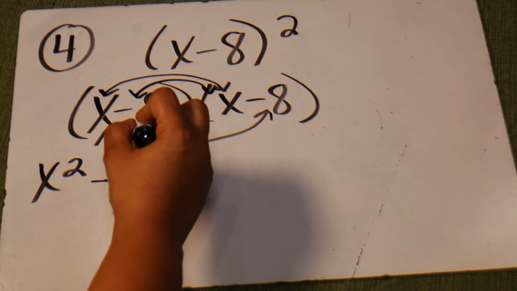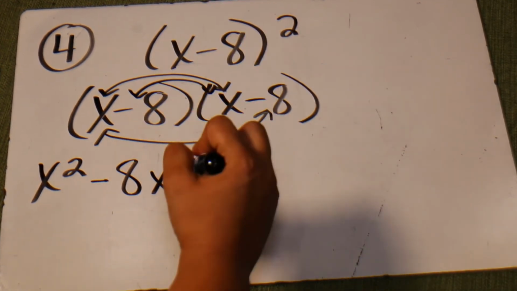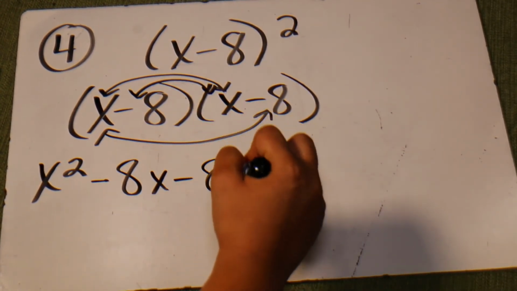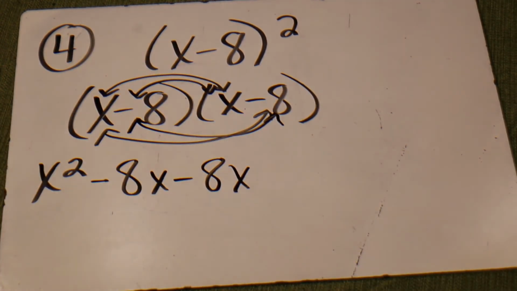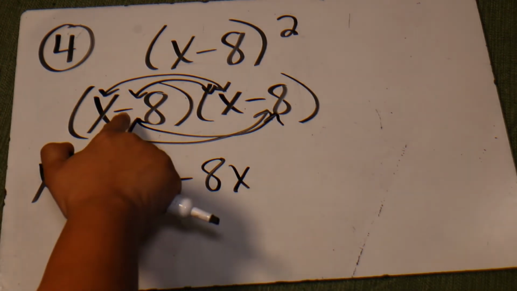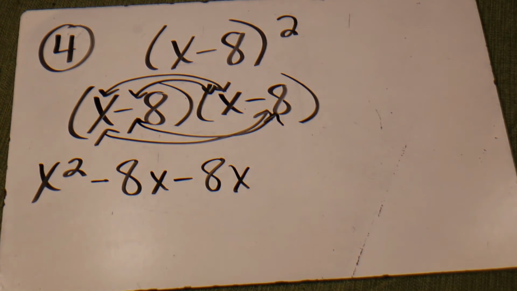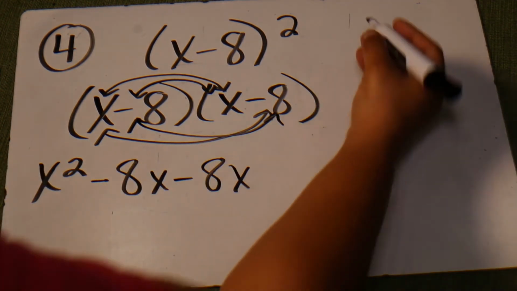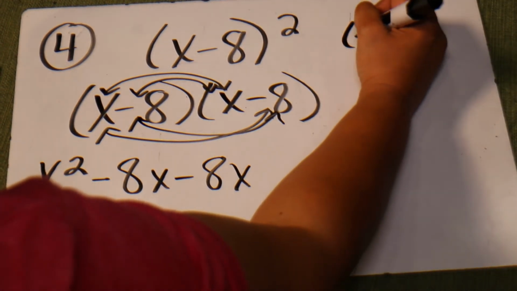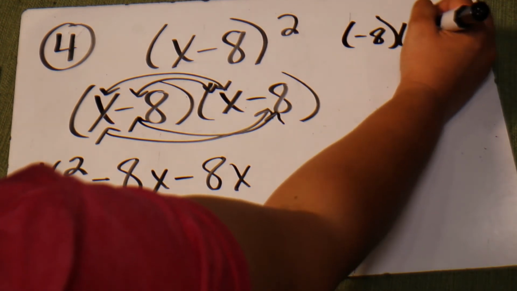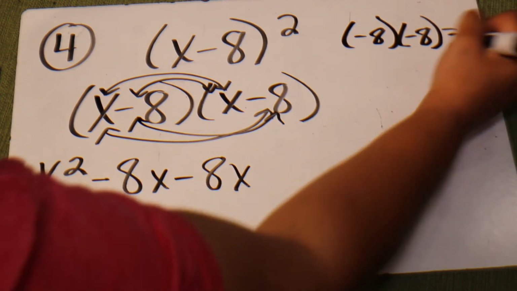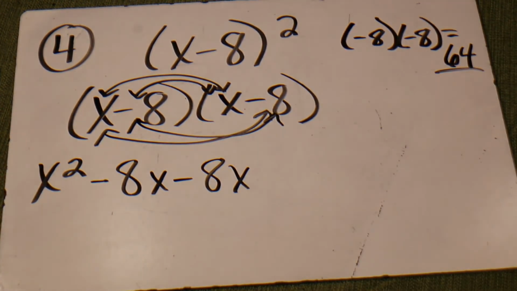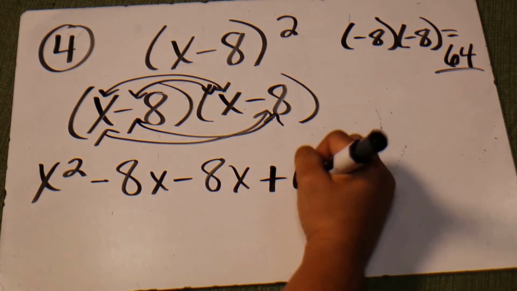Okay? And it's going to give you a negative 8 times x, which is going to give you a negative 8x. And then we're going to do our outer. And this is that multiplication of integers that we have to remember again. So we have a negative 8 times a negative 8. And remember, with the multiplication rule, if the signs are the same, it is positive. So a negative 8 and a negative 8 is going to give you a positive 64. Okay? So we're going to have a positive 64 at the end.